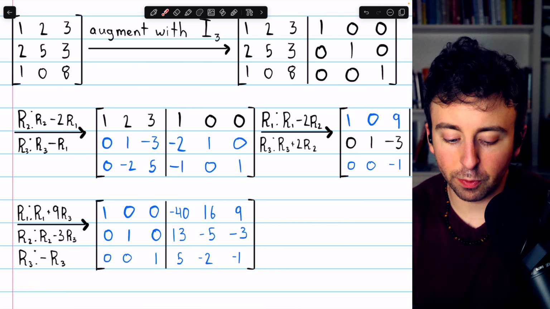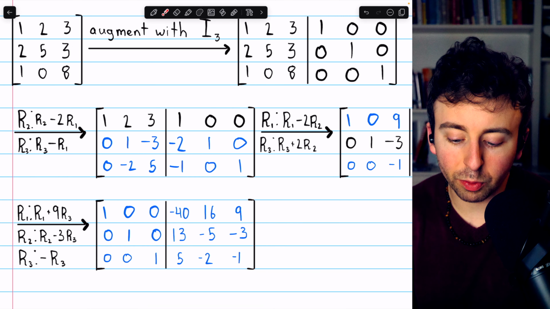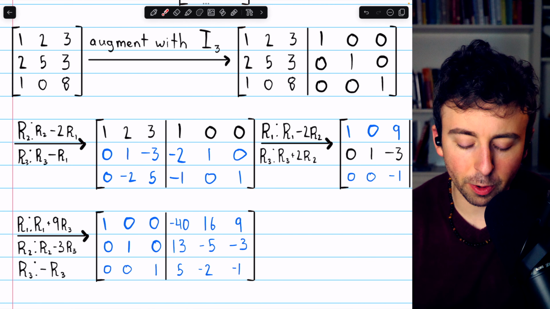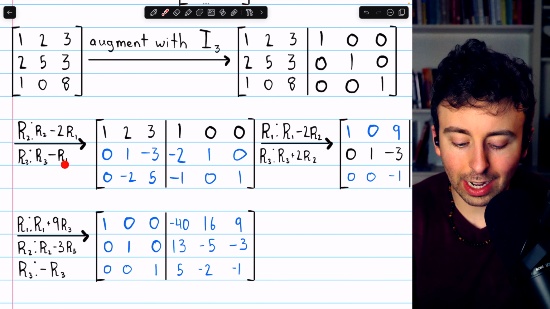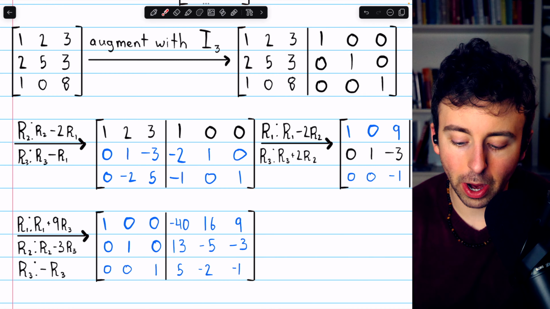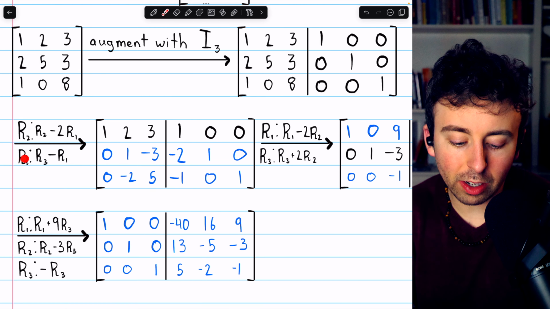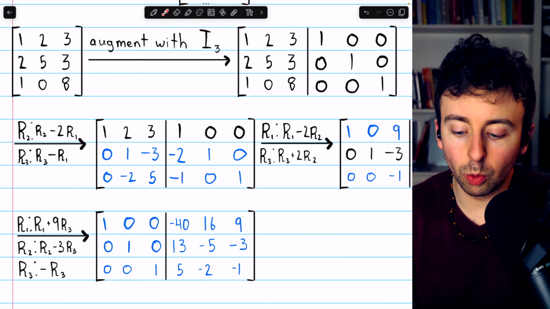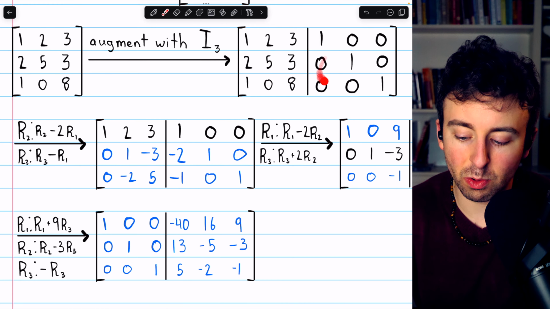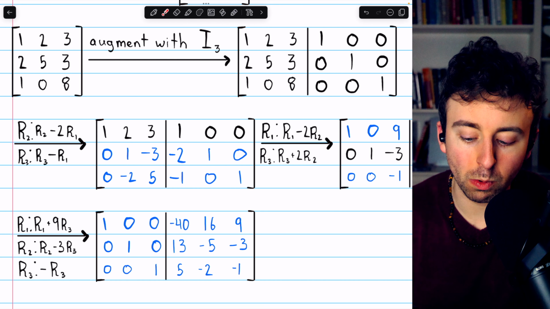Our first step, for example, is to subtract 2 copies of row 1 from row 2 in order to get this 2 to be a 0. We also subtract row 1 from row 3 in order to get this 1 to be a 0. That produces this matrix. And keep in mind that these operations we're performing on the rows, we do on the entire matrix, which includes the identity. You can see where we had the identity, it has now been changed by these elementary row operations.